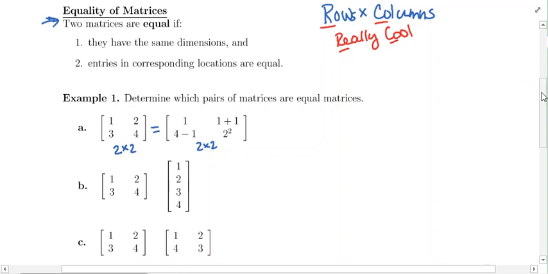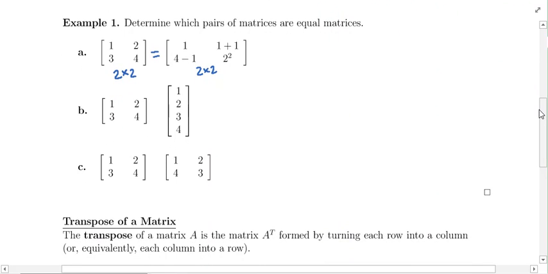All right, when we look at the next pair, both matrices have the same elements, 1, 2, 3, and 4. However, they do not have the same dimensions. The first matrix is a 2 by 2 matrix. This one on the right has 4 rows and 1 column. Because they are not the same size, these two matrices are not equal, even though they have the same numbers inside.